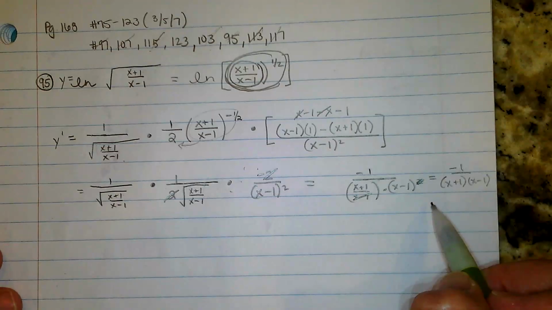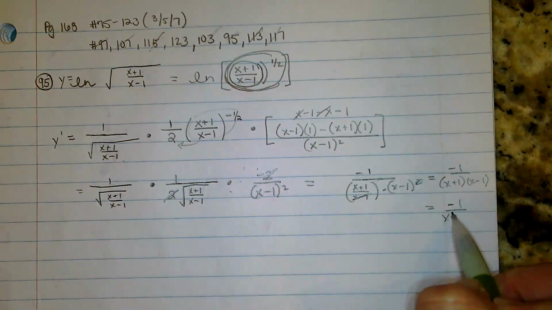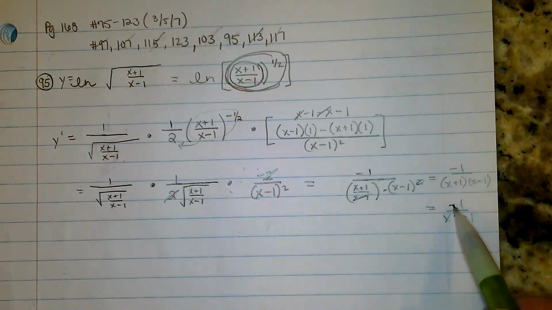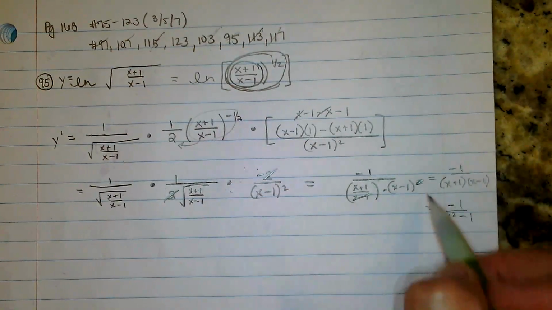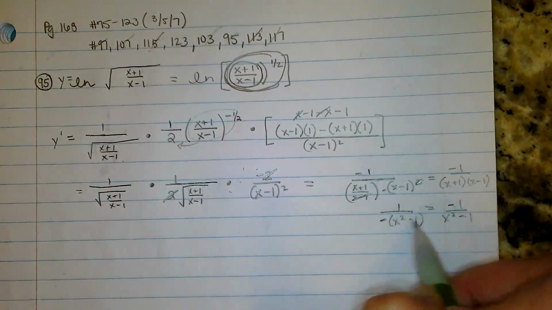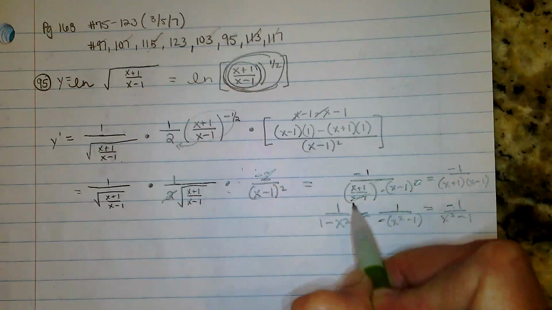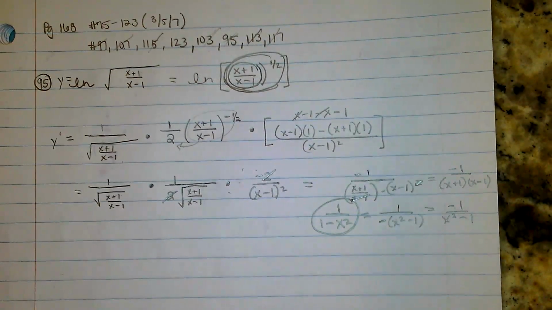Back of the book is slightly different, so they must have multiplied this out. Negative 1 over x squared minus 1. And instead of having the negative sign in the top, they sort of move it to the denominator, which flips the order of this. So they have 1 minus x squared as their answer in the back of the book.